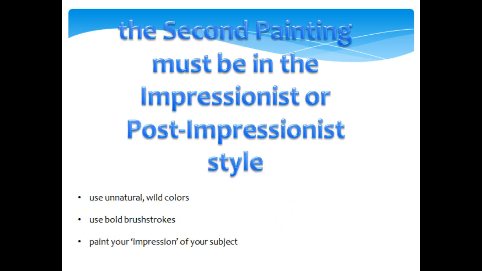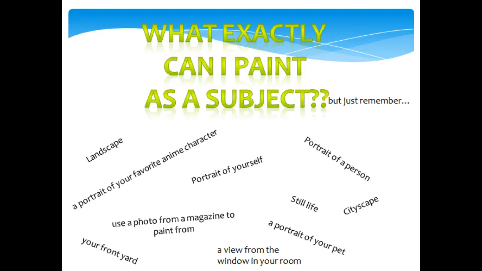The second painting must be in the Impressionist or Post-Impressionist style. You will use wild, unnatural colors, bold brush strokes, make the brush strokes very visible, and think of it as painting your impression of the subject, your impression of it. So your next question is probably, what exactly can I paint as a subject?